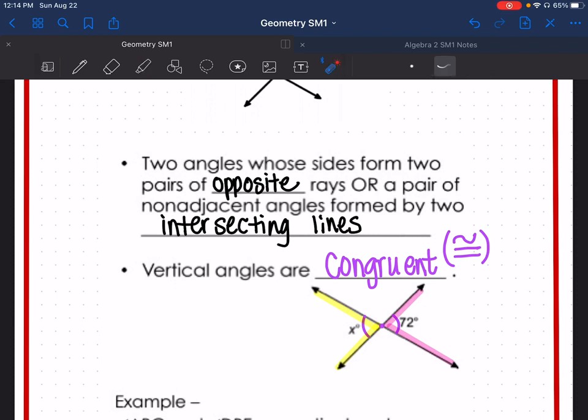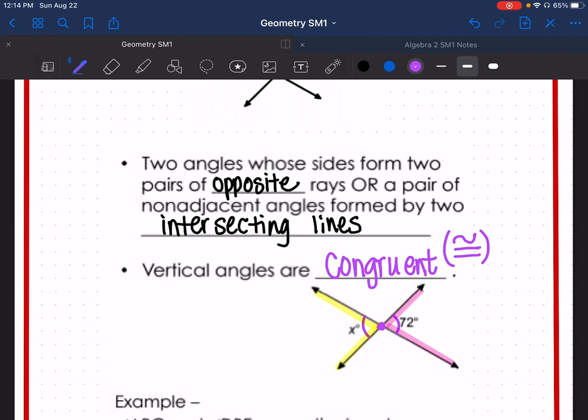Notice that this angle here could not be vertical to the pink or to the yellow angle because they share a side. The pink shares right here and the yellow shares right there. So if they share a side, they cannot be vertical. But they have to share that vertex. So let's go ahead and make that a little bit bigger. That's the only thing they share, and they have to be across from one another.